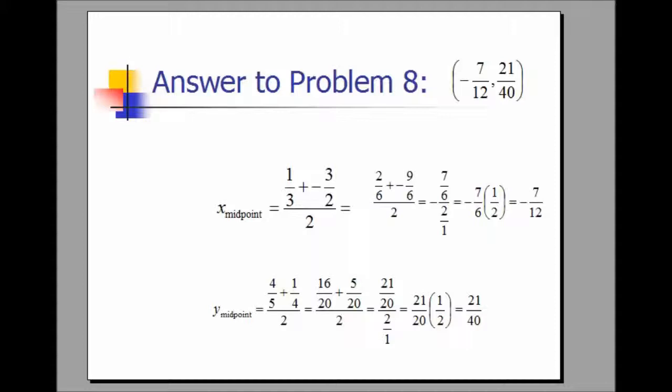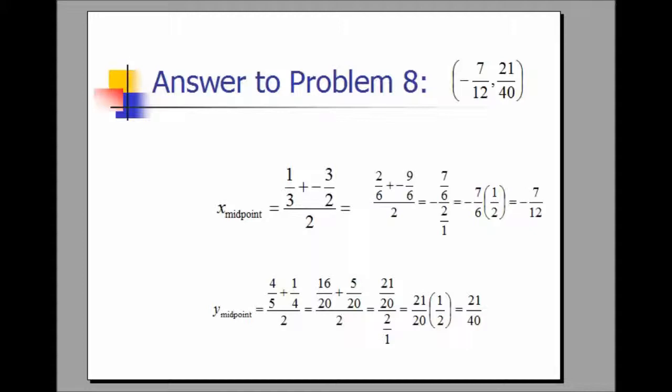Now let's find the y-coordinate of the midpoint. (4/5 plus 1/4) over 2. If we look at the numerator, we have denominators of 4 and 5. The least common denominator is 20. Equivalent fractions are 16 over 20 plus 5 over 20, all divided by 2.